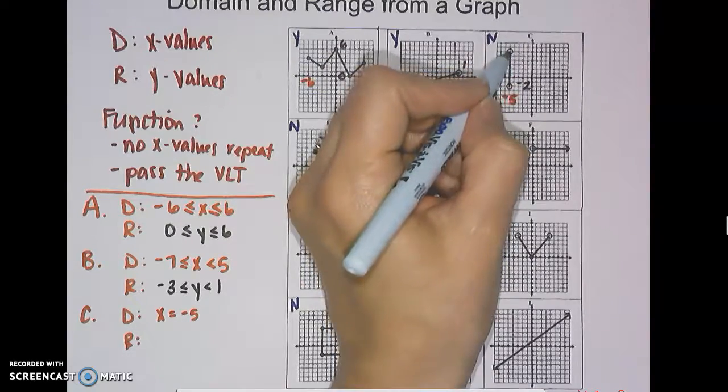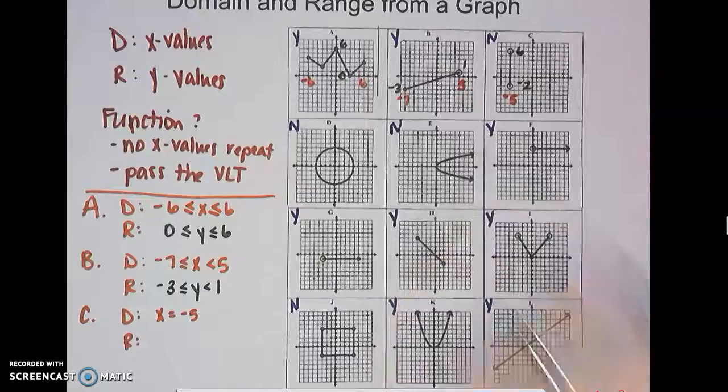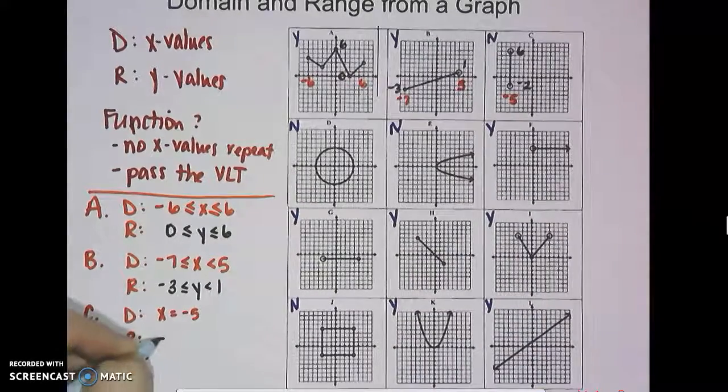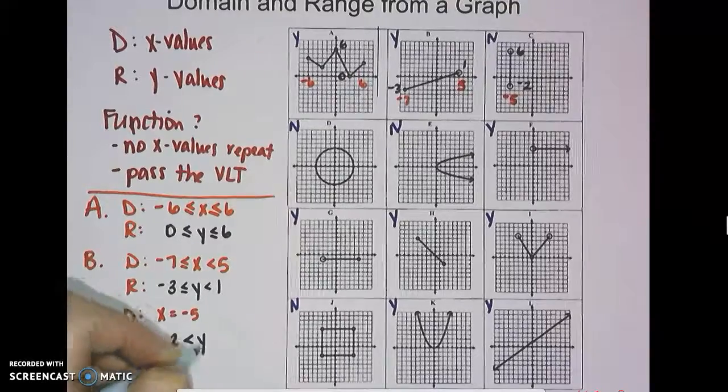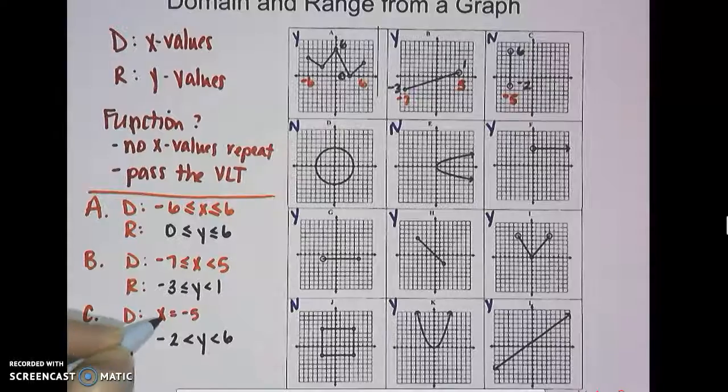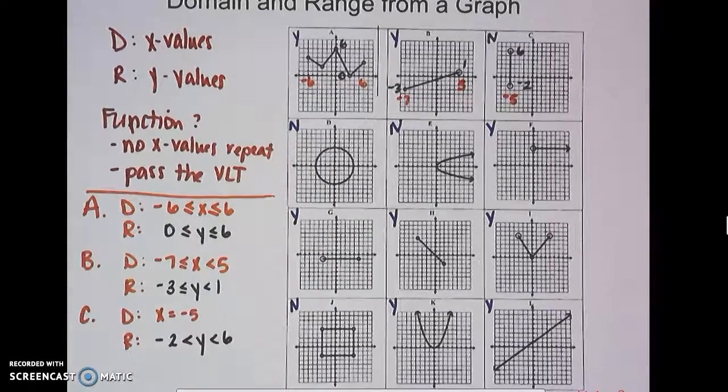And the top one here has a y value of 6. Now they're both open circles, so we would have -2 is less than y is less than 6. This is range, so it's y's. This is domain, so it's x's. And it's going to keep going like that.